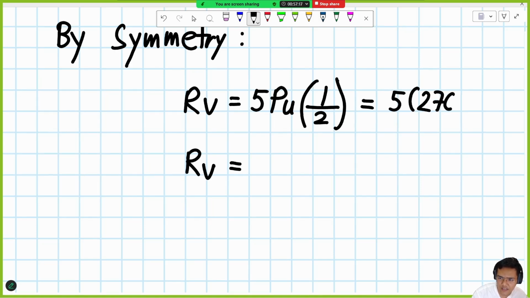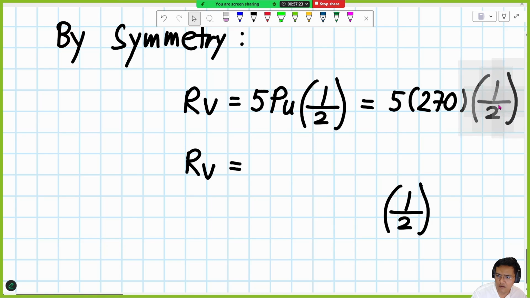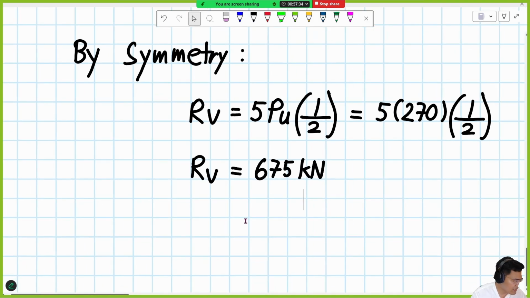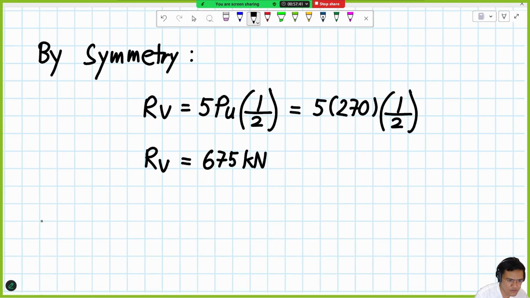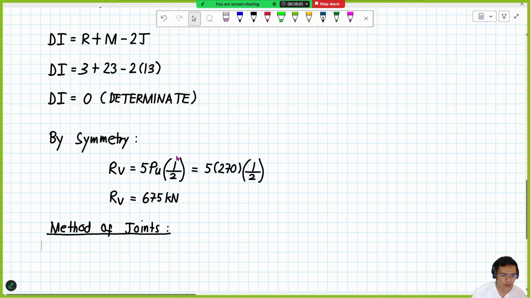Wait lang guys, let's write this down. Okay. 675. Okay, sige. Thank you. Now we already have the reaction, okay? Since we mentioned that the faster option here is to use method of joints, okay? So if we would use method of joints for the joint at the support, let's try to draw our free body diagram, okay?